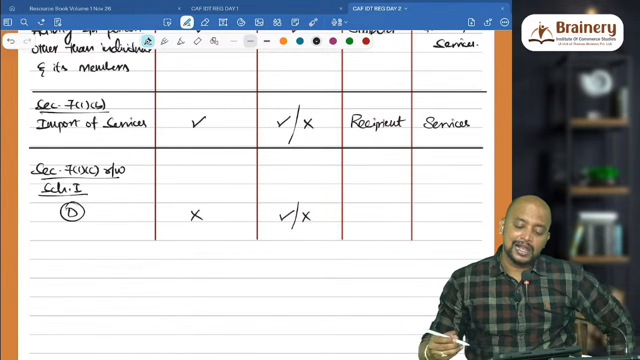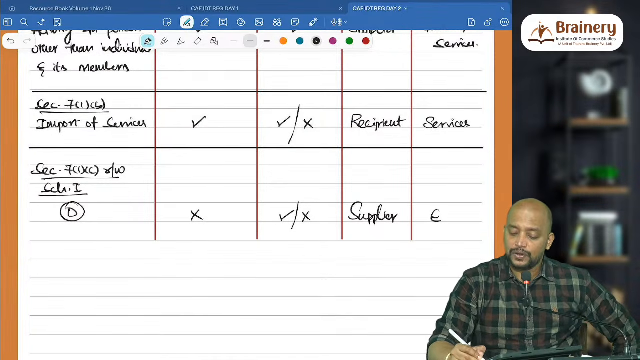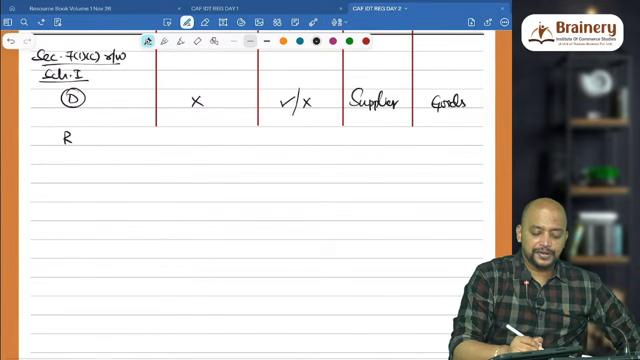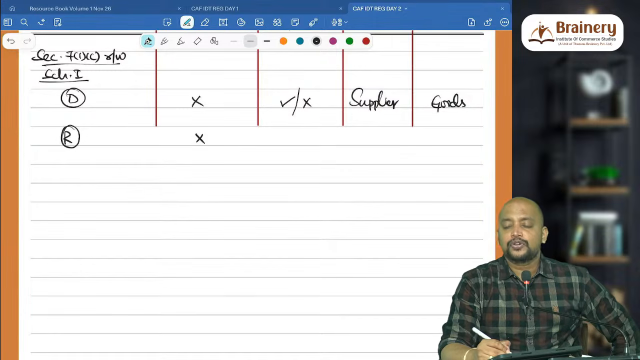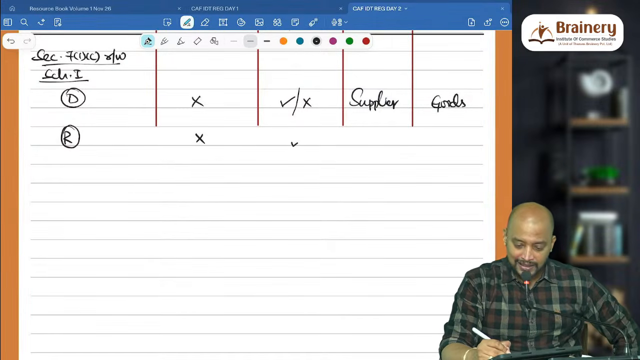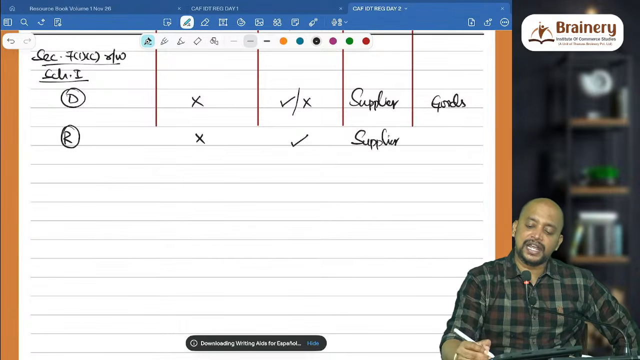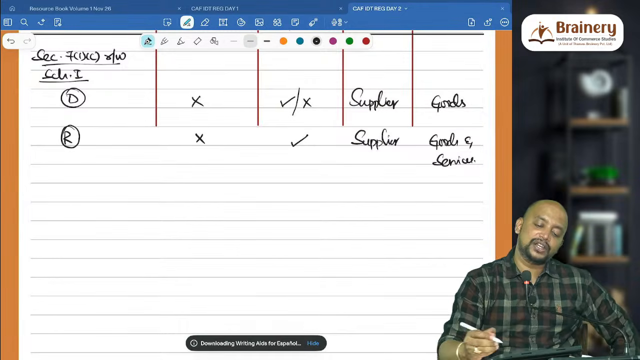You got it. And from whose point of view? Supplier. And the coverage is only goods. Business asset is only goods. Then R, related party transaction. Consideration, course or furtherance of business, yes. Point of view, supplier. Coverage, goods and services. Please check your book and answer.